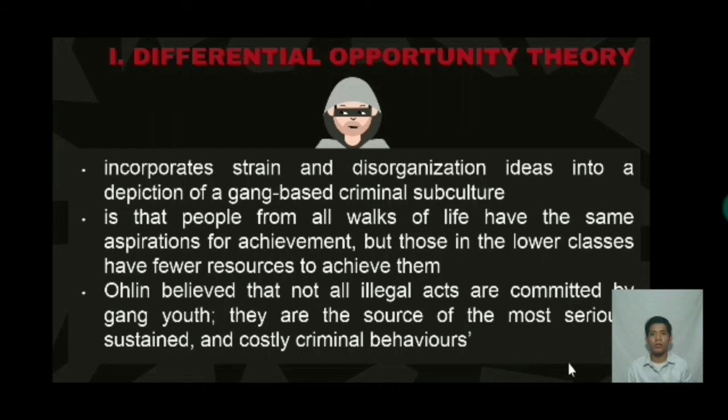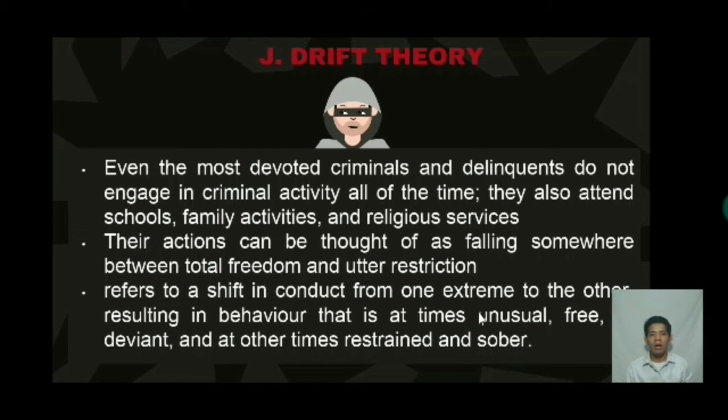So let's proceed to drift theory. According to David Matza and Gresham Sykes, even the most devoted criminals and delinquents do not engage in criminal activity all of the time. They also attend school, family activities, and religious services. Their actions can be thought of as falling somewhere between total freedom and utter restriction. Drift refers to a shift in conduct from one extreme to the other, resulting in behavior that is at times unusual, free, and deviant, and at other times restrained and sober. So, not all the time do criminals want to do bad things. Sometimes they shift their behavior into good things. They can also think about how they live normally.